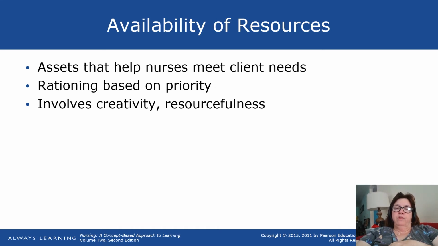You want to always consider your availability of resources, and those are things that help nurses meet client needs. Those are human resources like your UAP, your unit secretary, maybe your charge nurse, maybe physical therapy, maybe respiratory therapy. And sometimes there are physical resources like an adequate supply of dressings, a blood pressure cuff that works. And we want to ration based on our priority. Sometimes it does involve creativity and resourcefulness. There isn't an IV pump for every patient in the hospital, so we have to ration those sometimes.